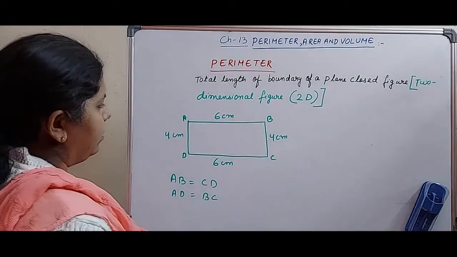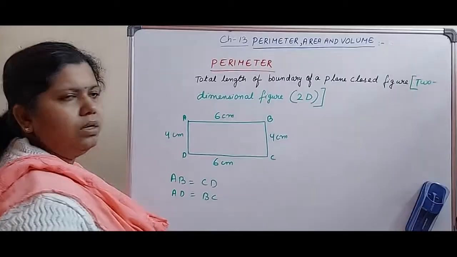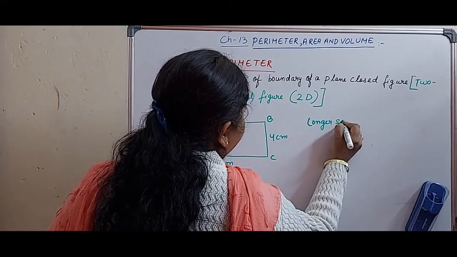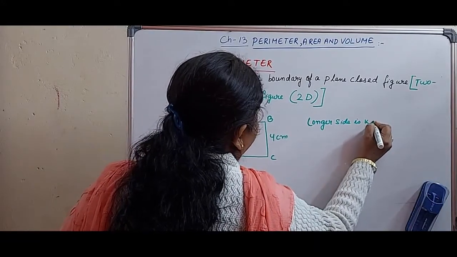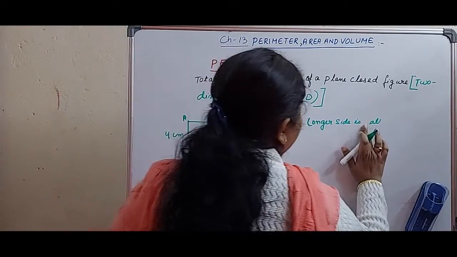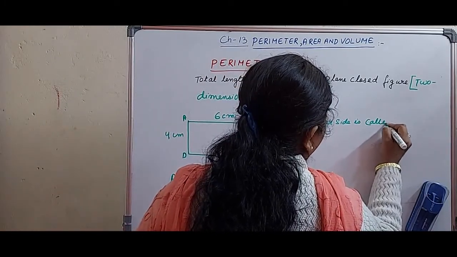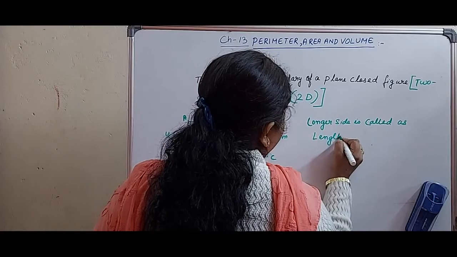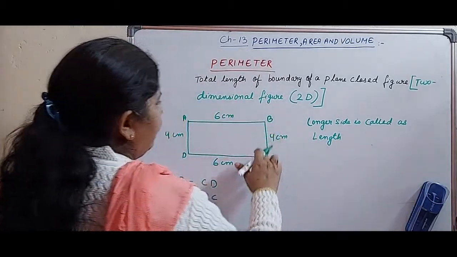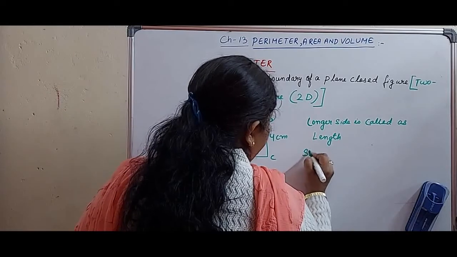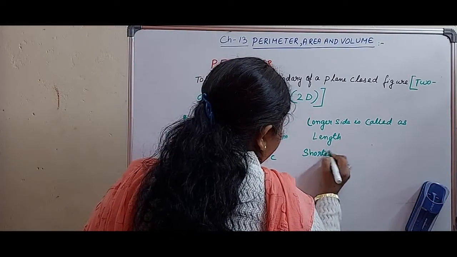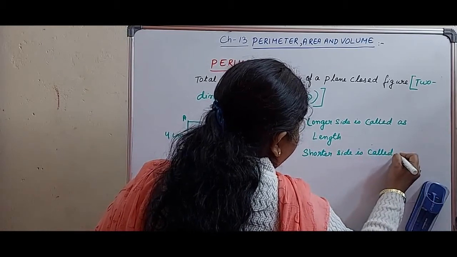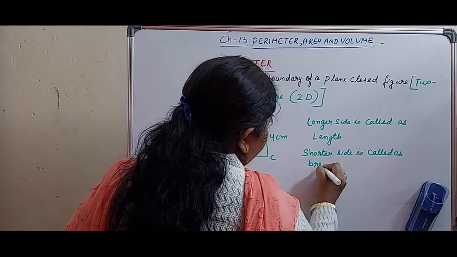So since the opposite sides are equal, what do we get? The longer side is called what? Length. So the longer side is called length, and the shorter side is called breadth.